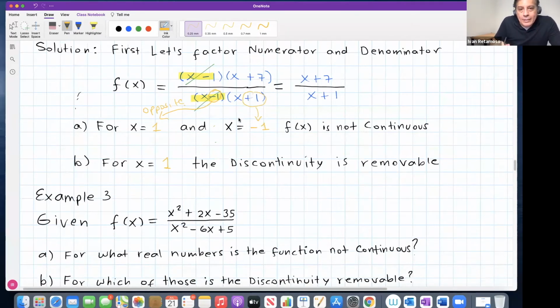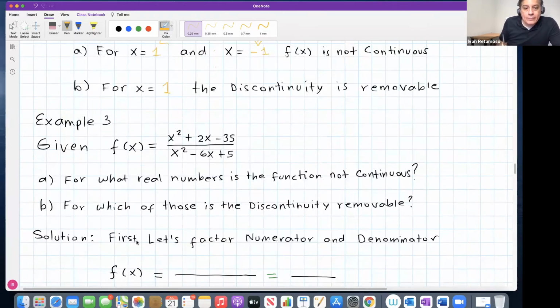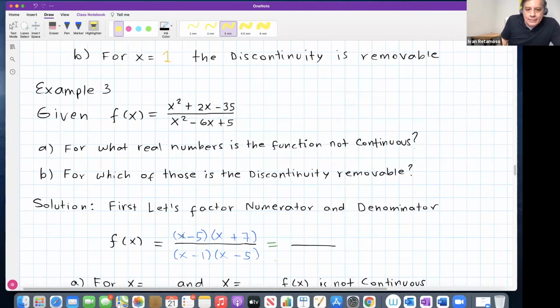So another example here. Again, they give you a function. They say, for what real numbers is this function not continuous, and for which of these is the discontinuity removable? Again, factor whatever they give you. In this case, the numerator will be factored as x, two numbers whose multiplication is 35 and whose sum is 2: 7 and 5, this minus, this plus. The denominator factors as x, two numbers whose multiplication is 5 and whose sum is 6: minus 5 and minus 1. Now you notice that these two factors are the same.